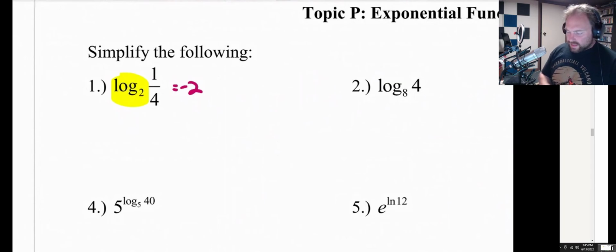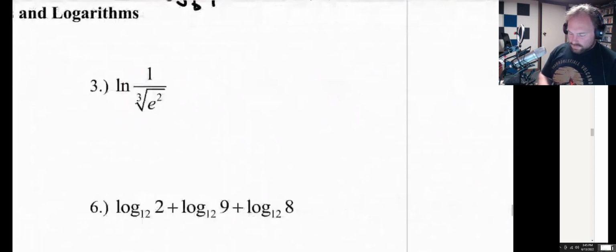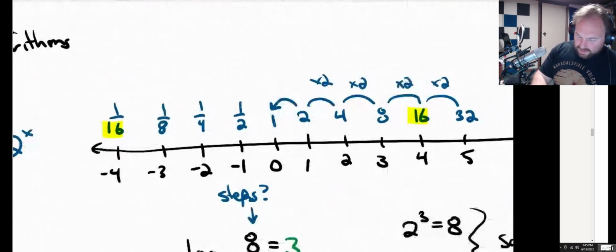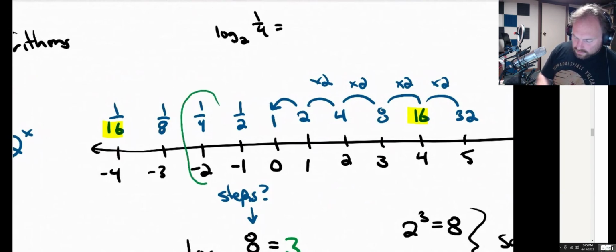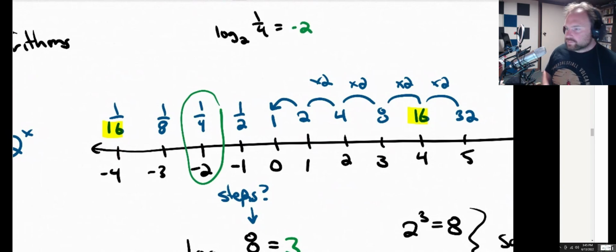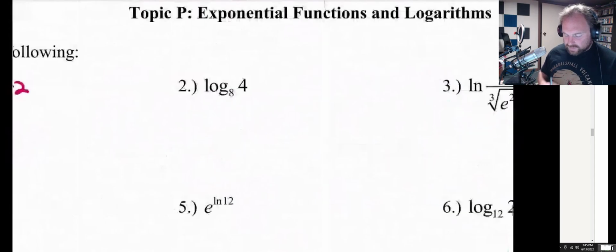It's saying, okay, in this system, log base 2, how many steps is it to get to 1/4? Well, you're starting off at 2, but 1/4 is right here at -2. In other words, in a system that counts by multiplying by 2 every time, to get to 1/4, you have to go back in time 2 steps, -2. And that's why the answer is -2 in this case.